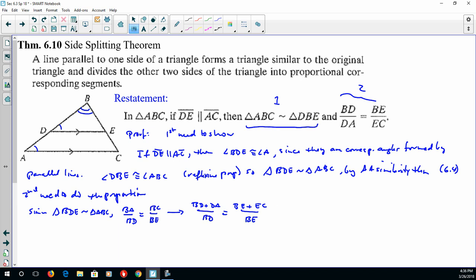Okay. In other words, since this is BD and that's BD, this is BE and this is BE, you could rewrite this as BD over BD plus DA over BD. You could get 1 plus DA over BD. BE over BE is 1 plus EC over BE, and the ones are going to cancel, and you get DA is to BD as EC is to BE.